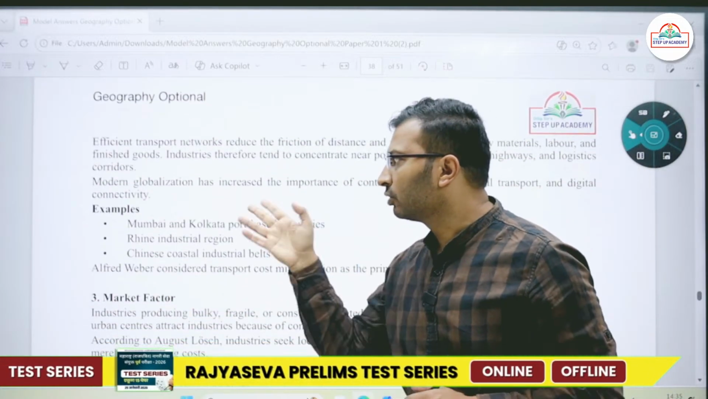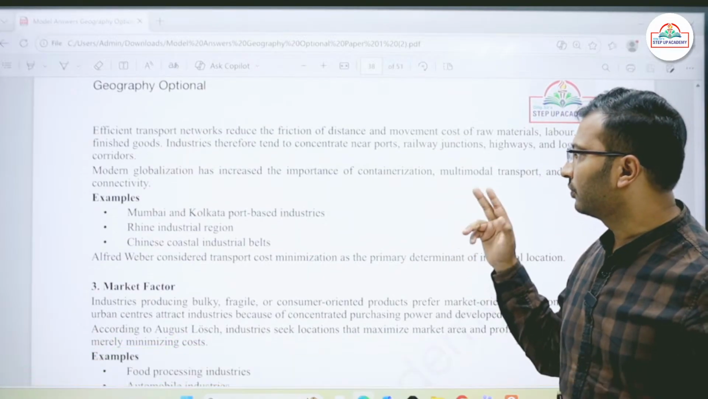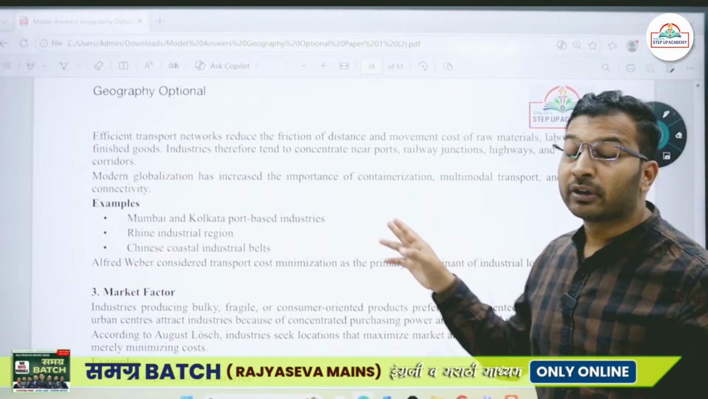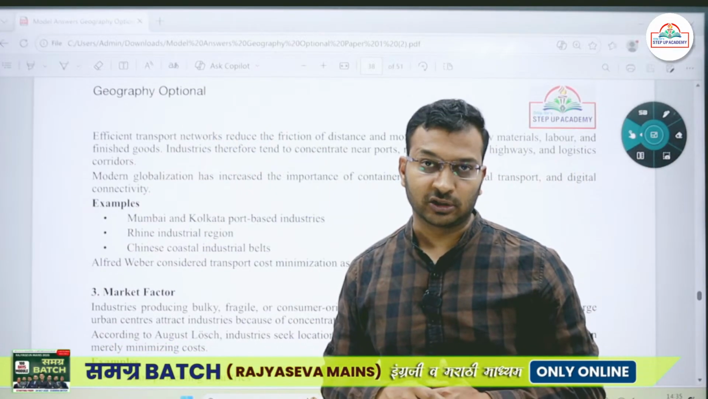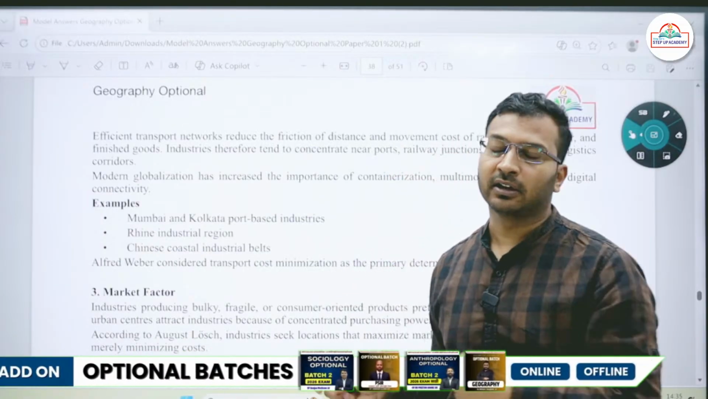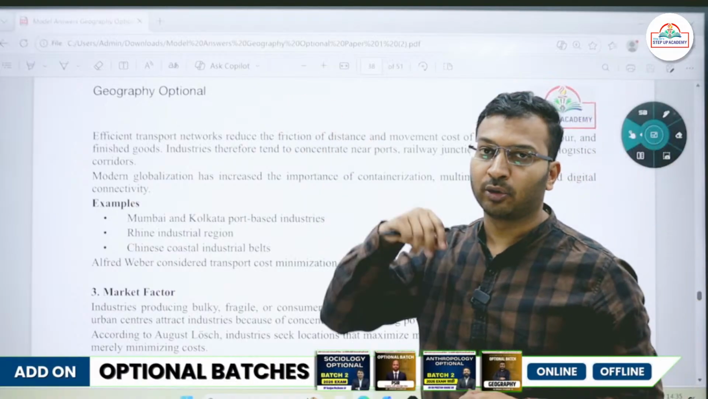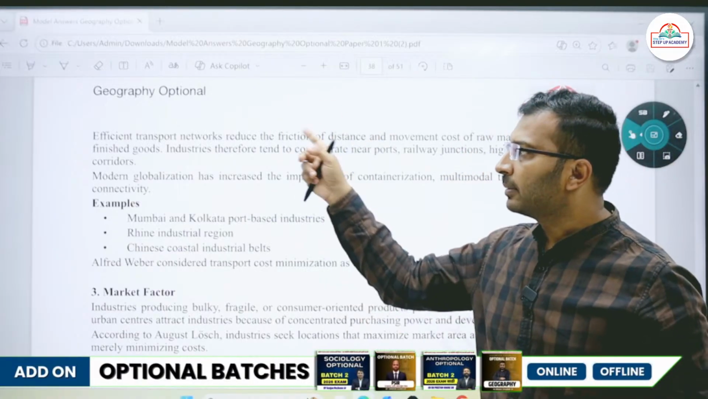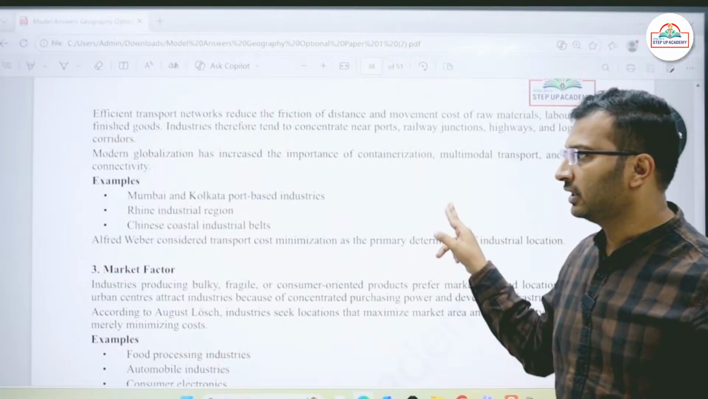Modern globalization has increased the importance of containers. Nowadays we are also talking about multimodal transport networks. We have created some multimodal hubs present in Jharkhand or even around Varanasi, so they are playing a key role in maintaining an efficient transport network.